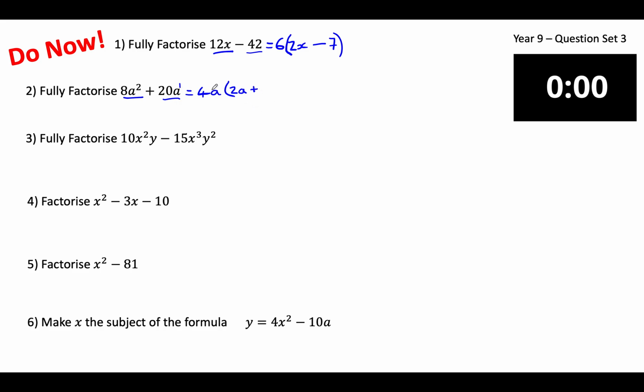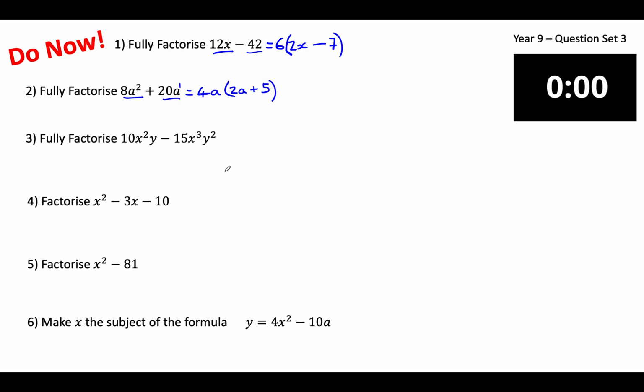How can I make 20 starting with 4? Well, I times it by 5. And I want a to the power of 1. I only need one of them. And look, I've already got it. It's here. It's part of it. So I shut the bracket. Again, if I multiplied those two things out, 4a times 5 would be 20a.